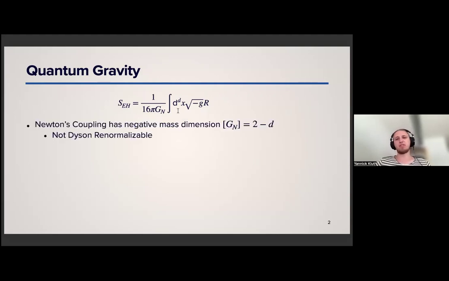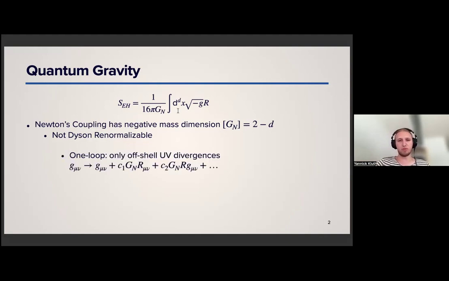But first, of course, I just want to recall a bit what we know about this action, the standard folklore that we know about quantum gravity. We all know that there's a slight issue with this action if we try to quantize it in quantum field theory, and that's originating from the fact that Newton's coupling has a negative mass dimension. So in 4 dimensions, it has mass dimension -2, and therefore it is not Dyson renormalizable or power counting renormalizable.